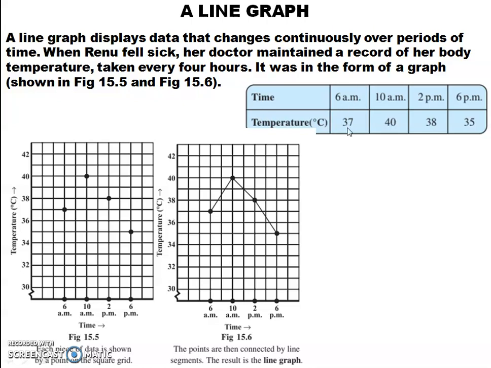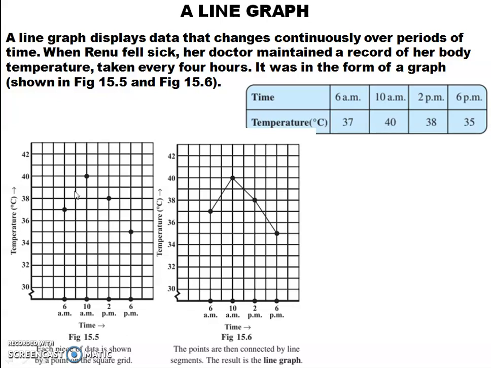Now, 6 a.m., 37 degrees Celsius. Here we have taken 30, 32, 34. So between the lines will be 31, 33, 35, 37. So at 6 a.m. it is 37. 10 a.m. it's 40. 2 p.m. it's 38. 6 p.m. it's 35.